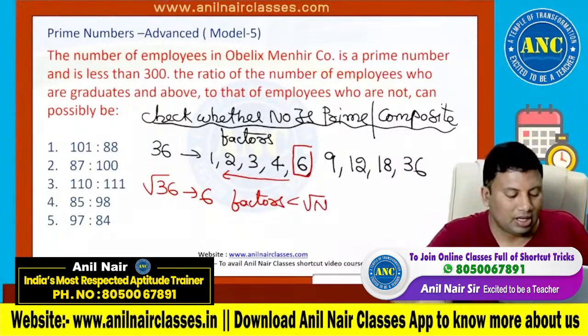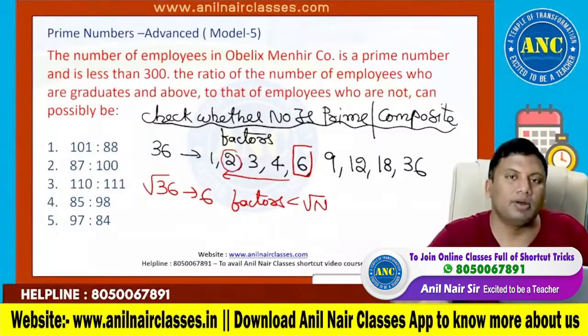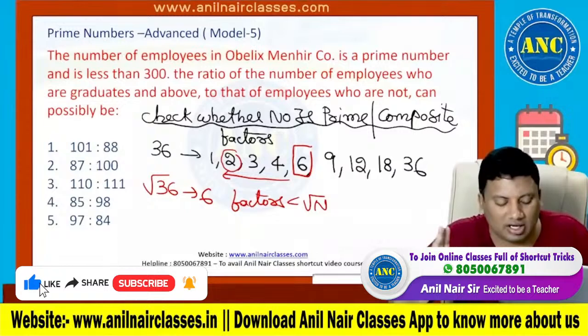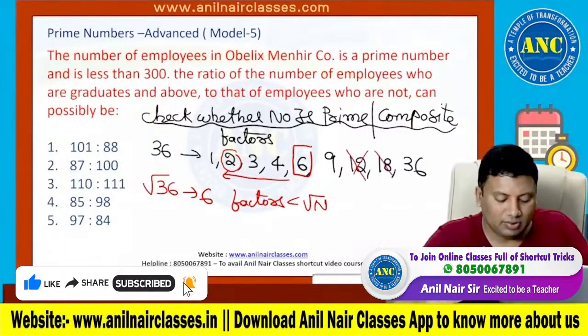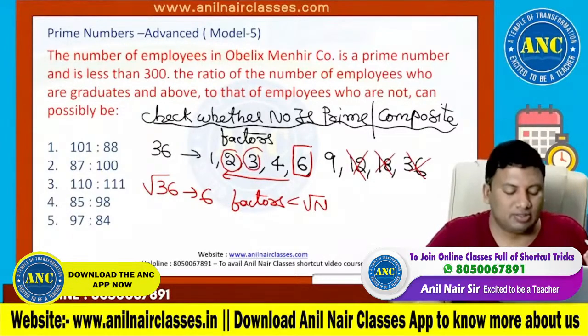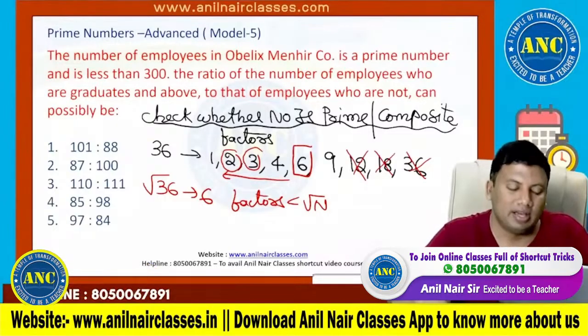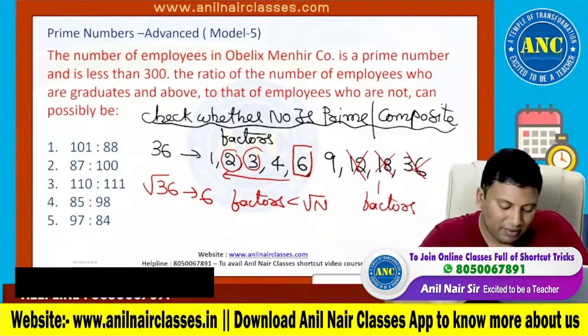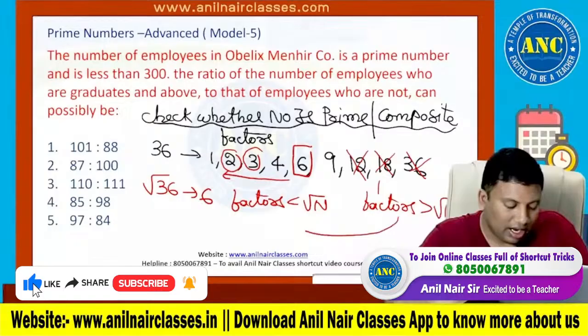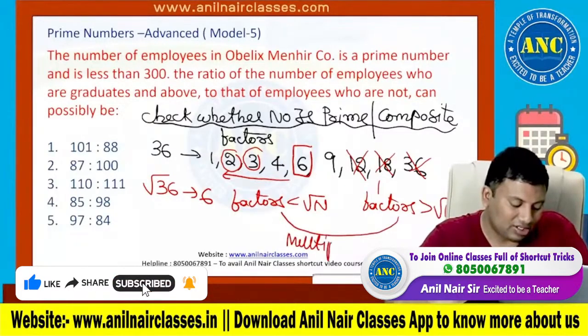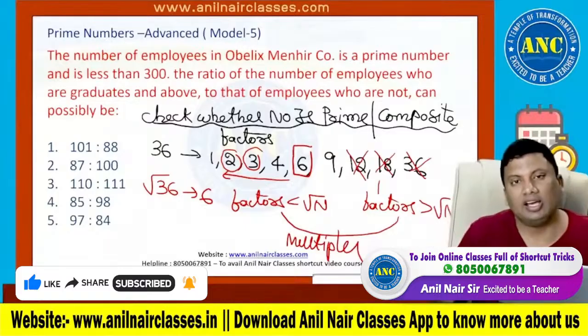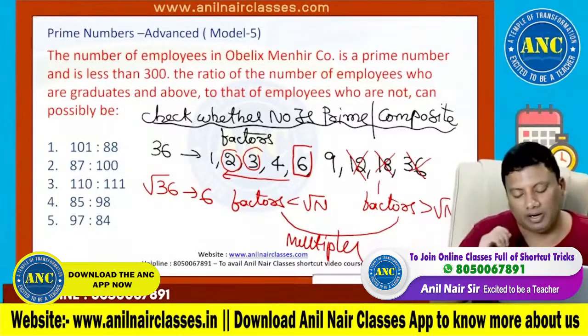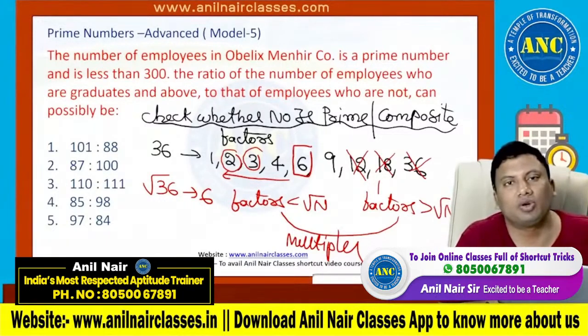Suppose 36 is not divisible by 2. It cannot be divisible by 12, 18, 36. Or if 36 is not divisible by 3, it cannot be divisible by any number which is a multiple of 3. Can I say factors greater than root n are actually multiples of factors less than root n? Are you all with me? 9 is a multiple of 3. 12 is a multiple of 2 and 3. 18 is a multiple of 3 and 2. 36 is nothing but 2 square into 3 square.